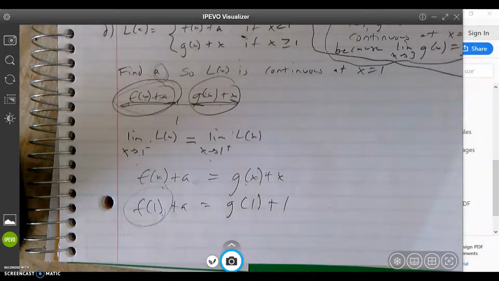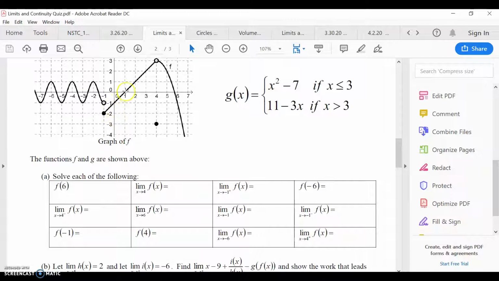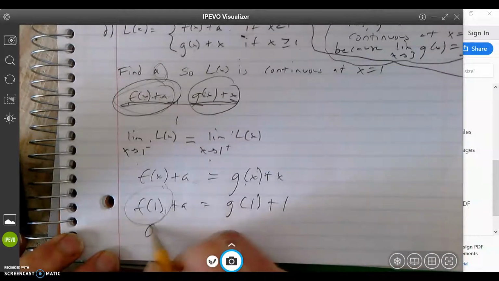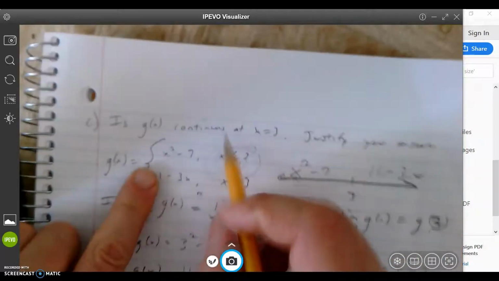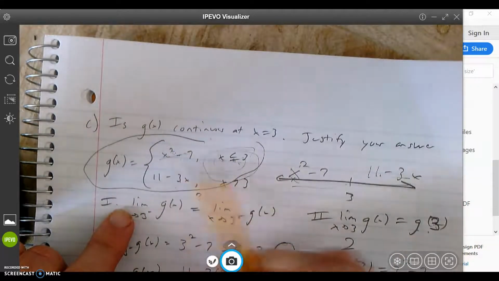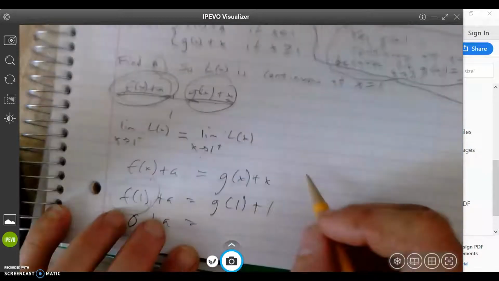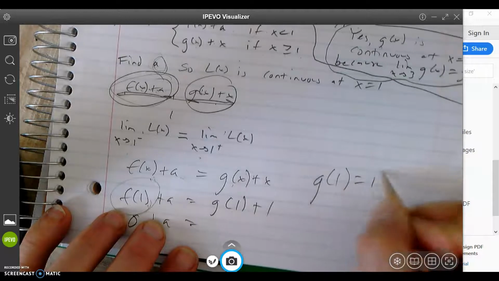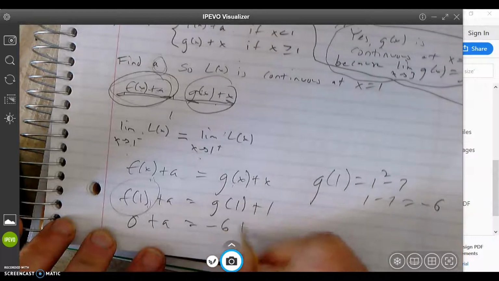I need to go back to my graph. F of 1, bam. F of 1 is 0 right here. That's the y value. So it's 0 plus a. G of 1: back up to here, here's g. G of 1 is in this part because 1 is less than 3. So g of 1 is 1 squared minus 7, 1 minus 7, which is negative 6. So it's negative 6 plus 1.